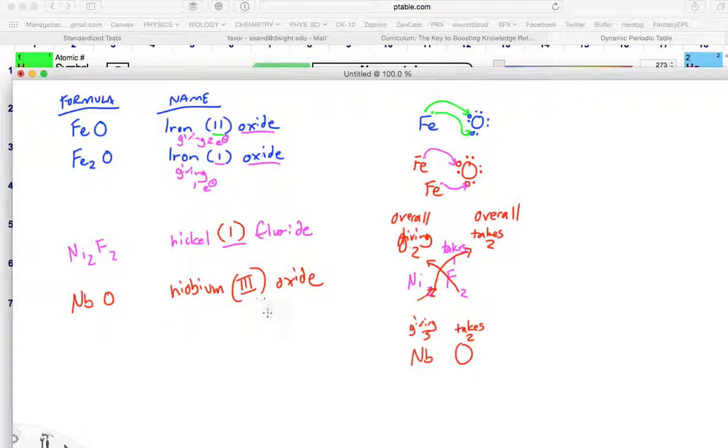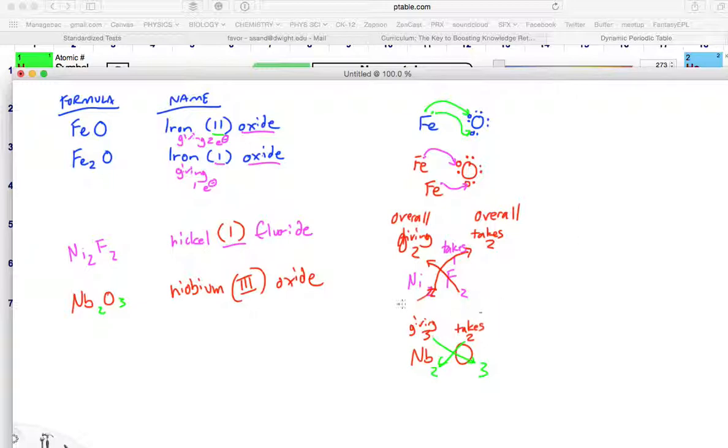So the niobium 3 now is going to be giving 3 electrons. So we can crisscross applesauce. I'm so happy. Crisscross applesauce. This is going to be a 3. That's going to be a 2. So it's going to be Nb2O3. Yay! It works just like a regular ionic bond problem.